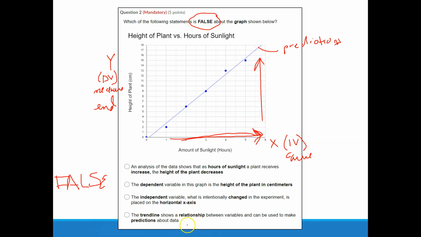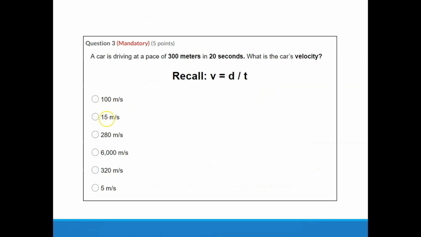And then we also talked about the purpose of trend lines, right? So this statement says trend line shows a relationship between variables and can be used to make predictions about data. Figure out if that is true or false. Again, you're looking for the false statement, the one that is wrong.